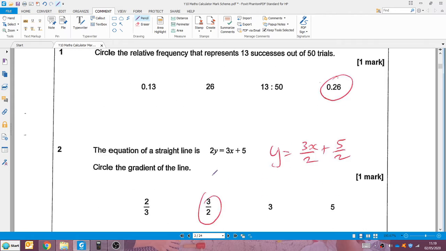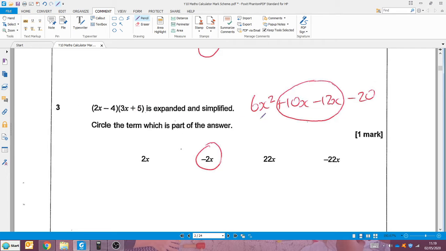Question 2, rearranging. Take the 2 over and divide each little bit by 2. And so the gradient of the line is not going to be 3, it's going to be 3 over 2, otherwise known as 1.5, all right? Remember, you've got to get straight lines in the form of y equals something x plus c. Let's get that out of the way, because the c is actually 2.5, not 5. So you've got to get it from that into that form. Divide through by 2, and there's your answer. 3 over 2, 1.5, that's the gradient.